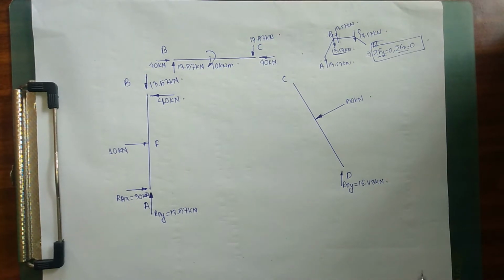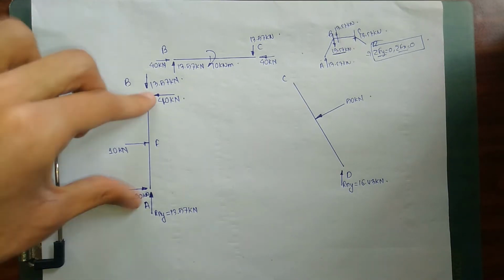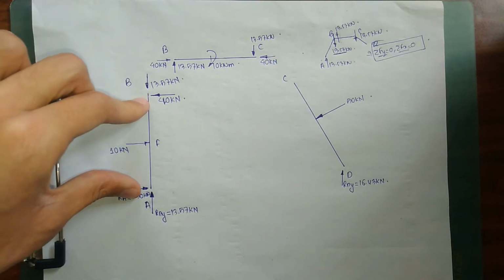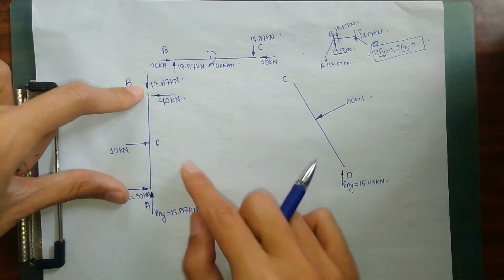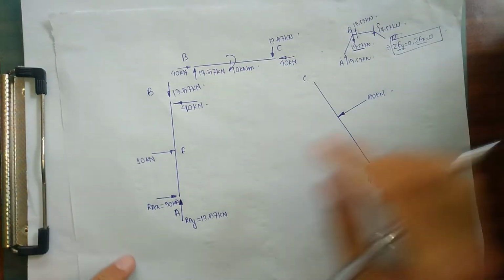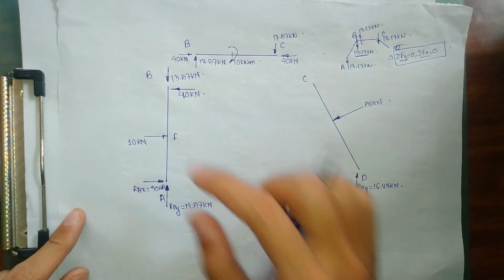In our second step, we are going to calculate our shear force, bending moment and axial forces, but we will be calculating all of those forces for each particular member. Firstly, we will be calculating our axial force, shear force and bending moment for our member AB, then BC and then CD. Firstly, we will be calculating for our member AB. So let me write down for my member AB.